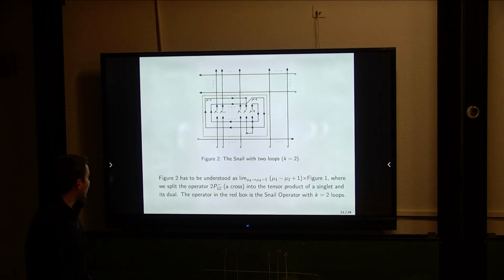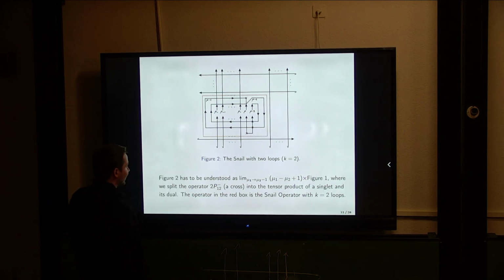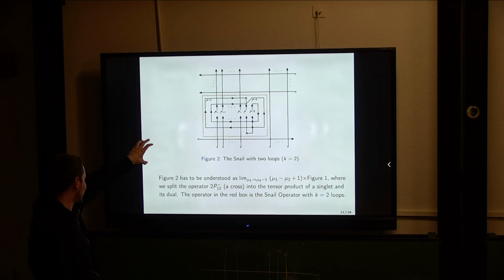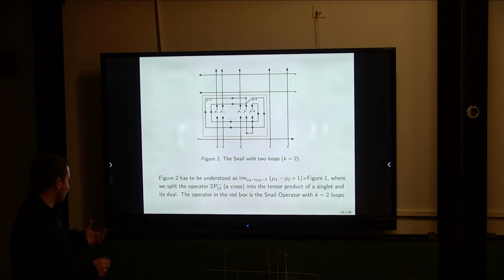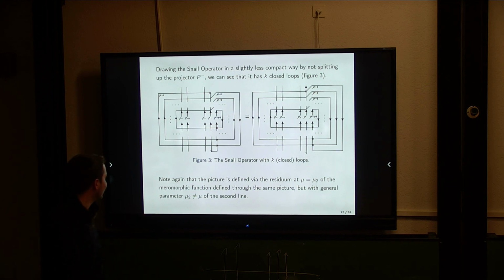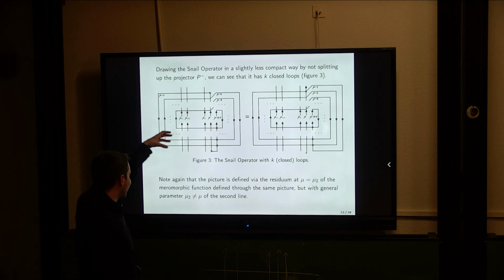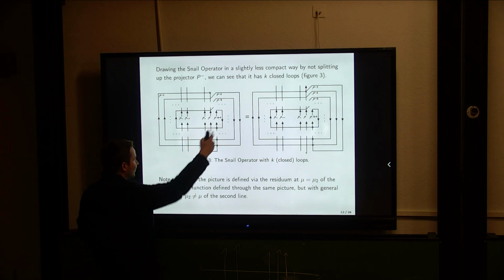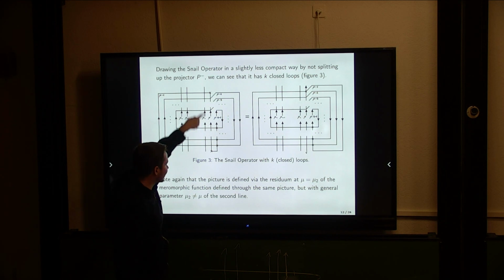So what you get is the first two lines decouple from the correlation function, and you get this red box, which we call the Snell operator. Then I pick this red box and do this several times, and I always get this Snell operator, and I can rewrite it by connecting the singlet and its dual again.